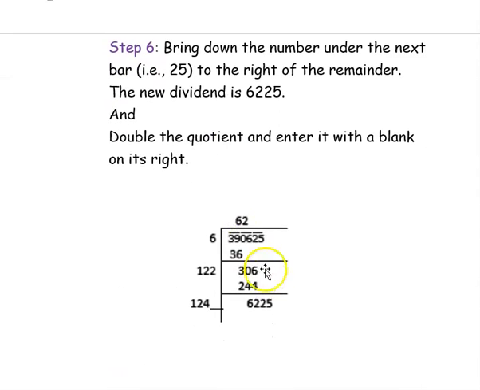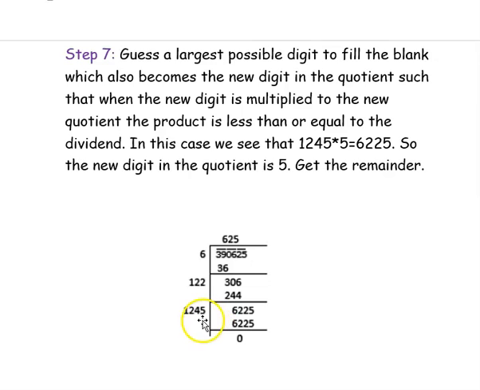In the next step, I am going to bring down the number under the next bar to the right of this remainder. So the new number will become 6225, and I am going to double this quotient and write it here. So 62 I have doubled, I got 124, and I have written it with a blank here. The next step, I want to find a new number to fill this blank. I have found it to be 5. That new number becomes a quotient here. Now 1245 we have to multiply with the same quotient, that is 5. So 1245 into 5 is 6225. I have written it here, and the new quotient is 5. Now I have subtracted 6225 minus 6225, which is 0.